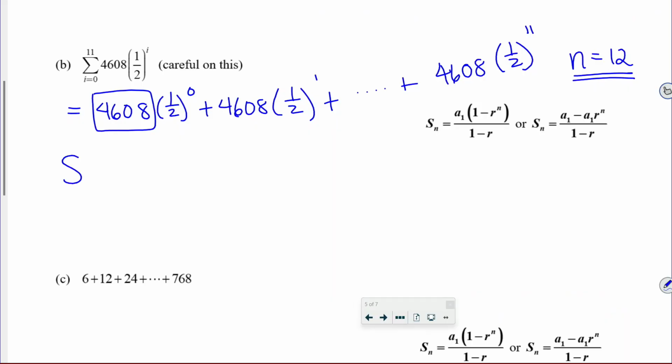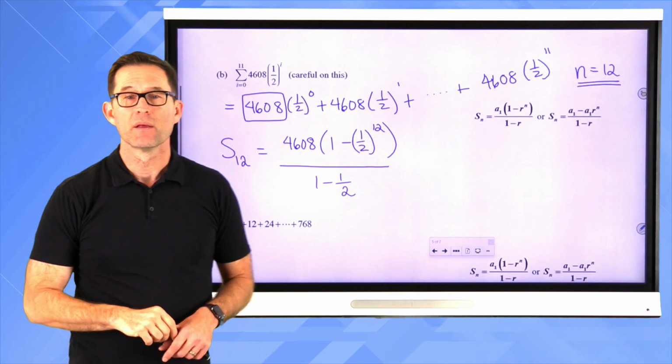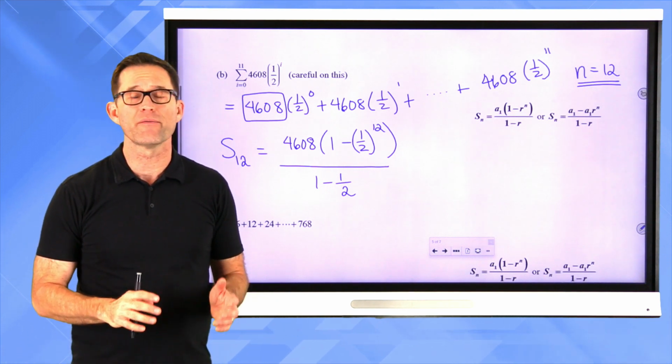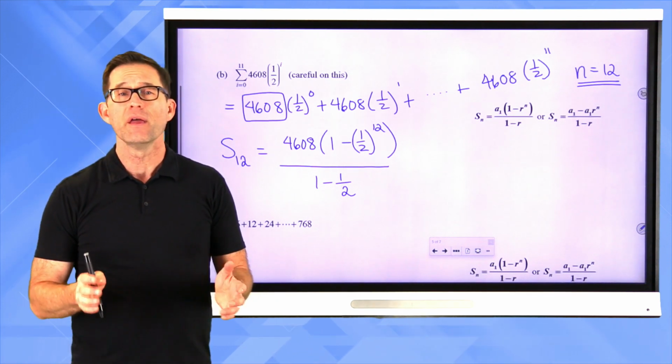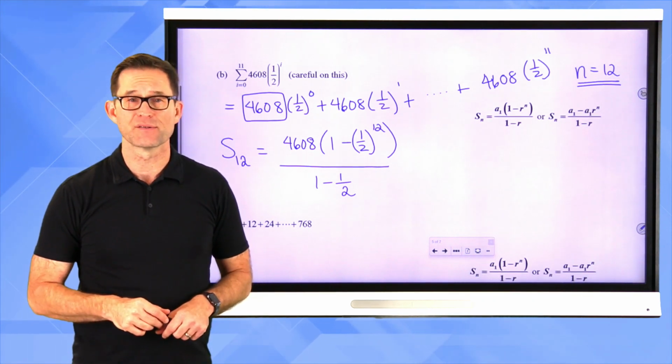I'm going to say the sum of 12. Well, our first term, 4,608, times 1 minus 1/2 to the 12th, all divided by 1 minus 1/2. Now this might be a little bit tricky, and maybe you would prefer to use 0.5 instead of 1/2. Either way, put that in your calculator and see what you get as the answer.